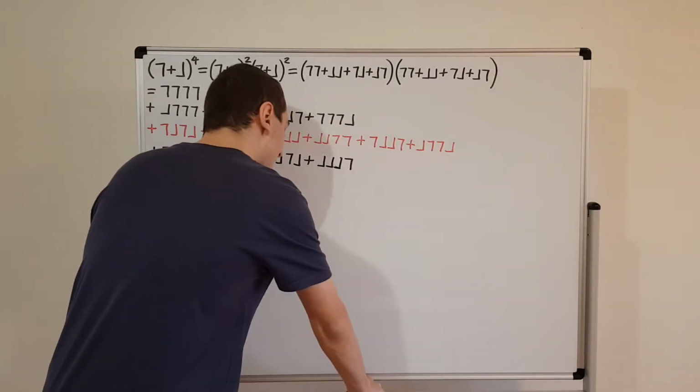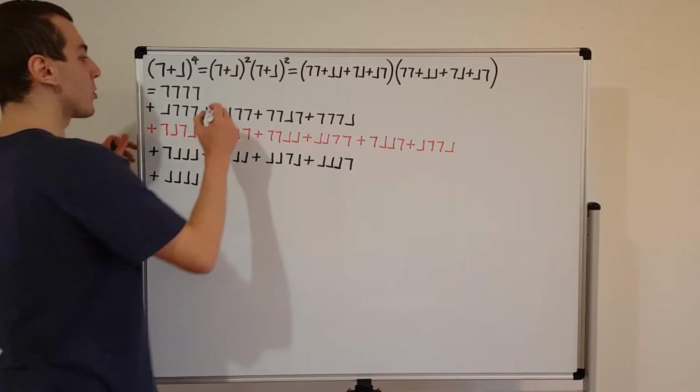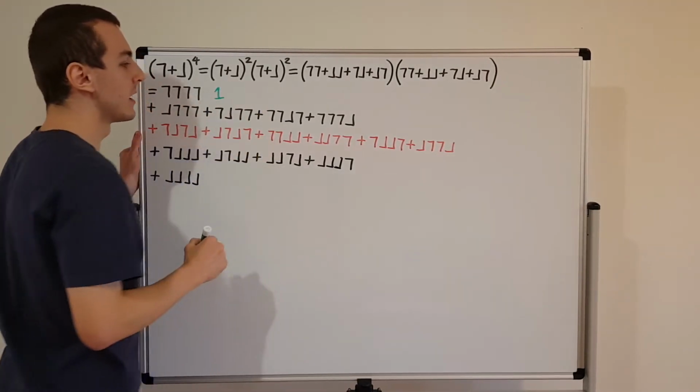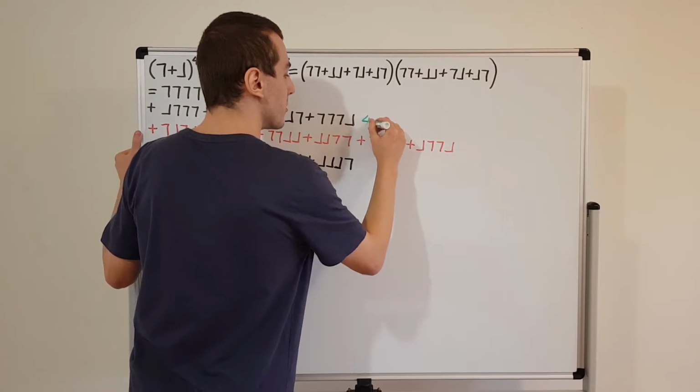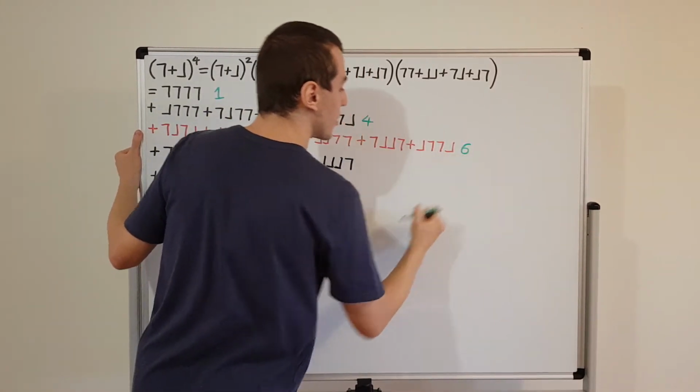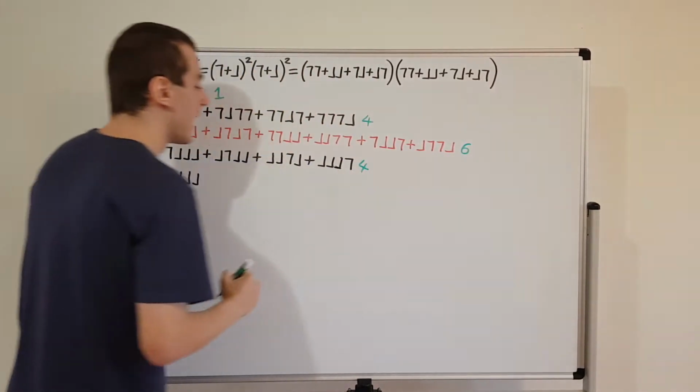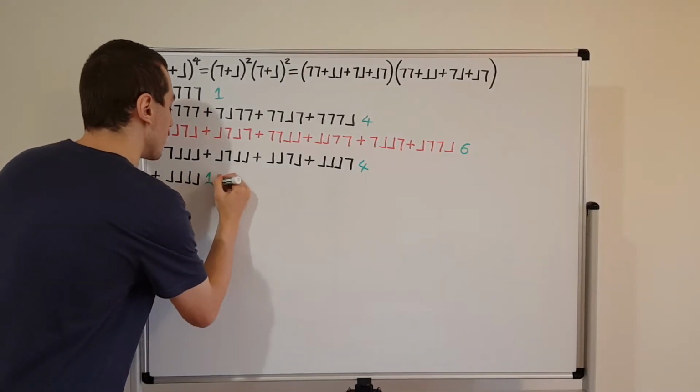But how many terms do we have in each row? This row has 1 term. This row has 4 terms. This row has 6 terms. This row has 4 terms. And this row has 1 term.